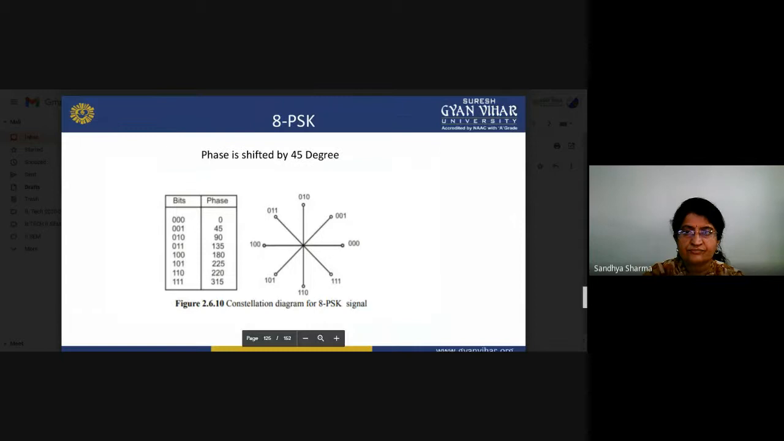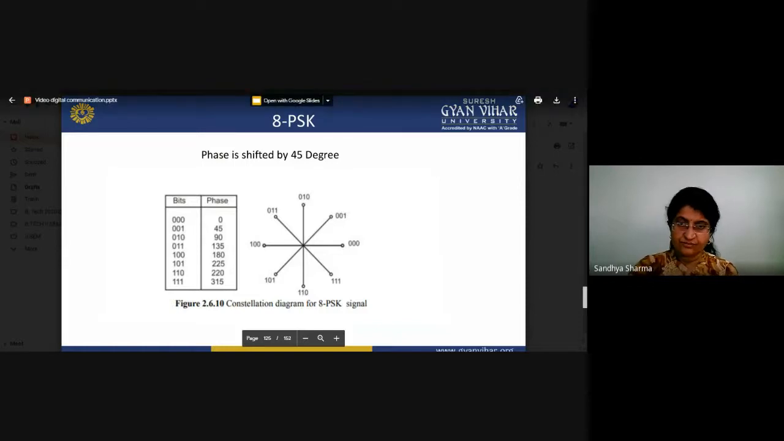Now we have to work out 8 PSK, which means the number of symbols will be 8. So you basically have 8 symbols: 000, 001, 010, and so on. There are phase differences, and you have to implement these phase changes and the number of symbols in the 8 PSK system. You can see this in the constellation diagram of 8 PSK.